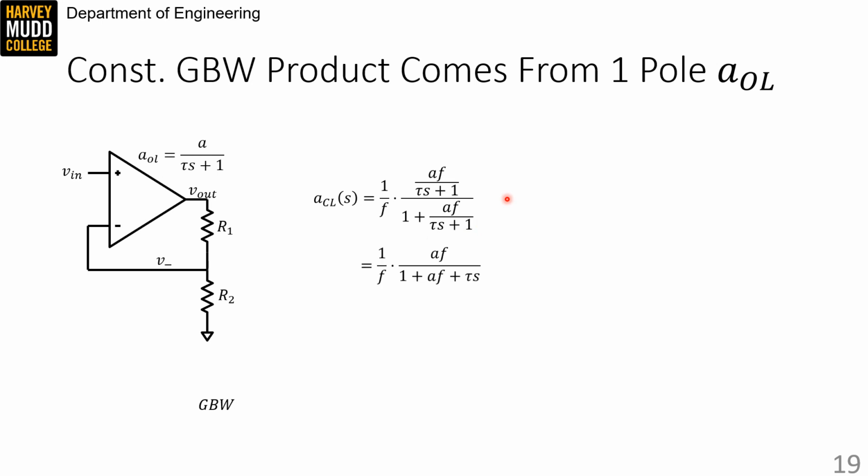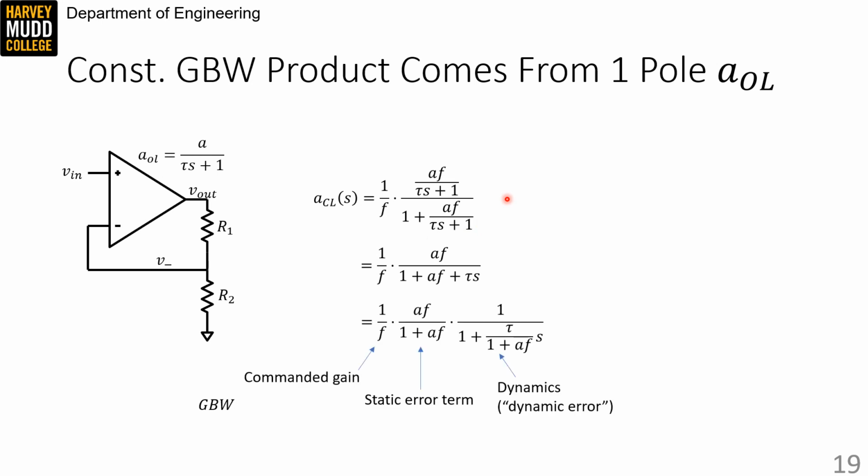We can clear the fractions from this expression, and then factor it into an instructive form. Here we have our commanded gain out in front, multiplied by a static error term, and finally by a first order dynamics term. This term is sometimes called the dynamic error because if you put a step function into the amplifier, it results in a decaying exponential that gradually goes to 1.